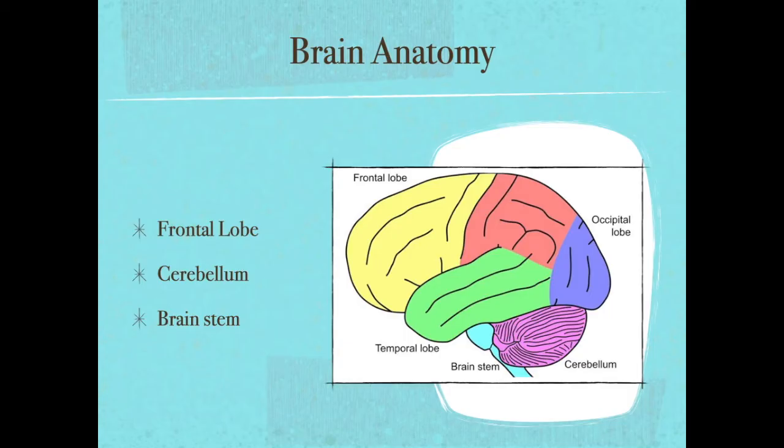The cerebellum is under the cerebrum and has a role of coordinating muscle movements. The brainstem is the connection of the cerebrum and cerebellum to the spinal cord. It regulates involuntary automatic functions of your brain, such as breathing, heart rate, sleep cycles, and digestion.